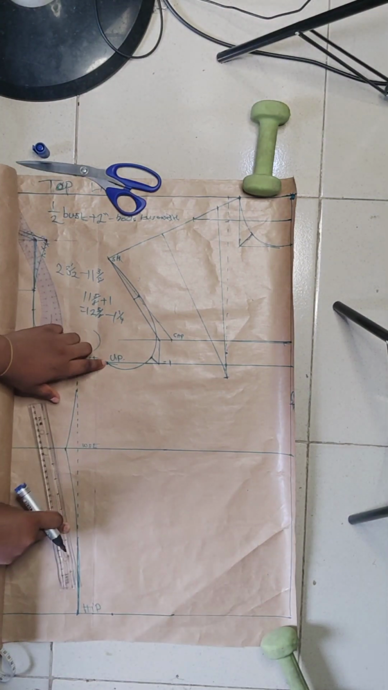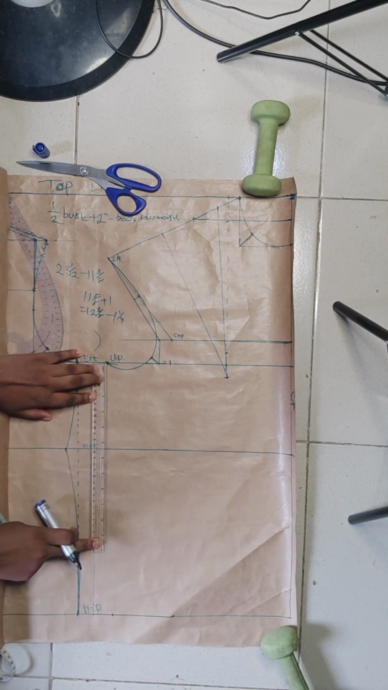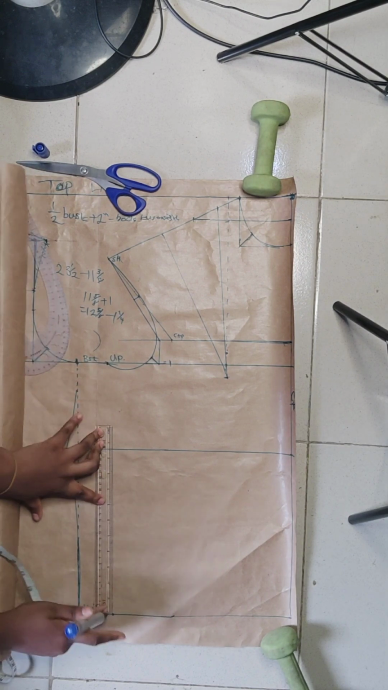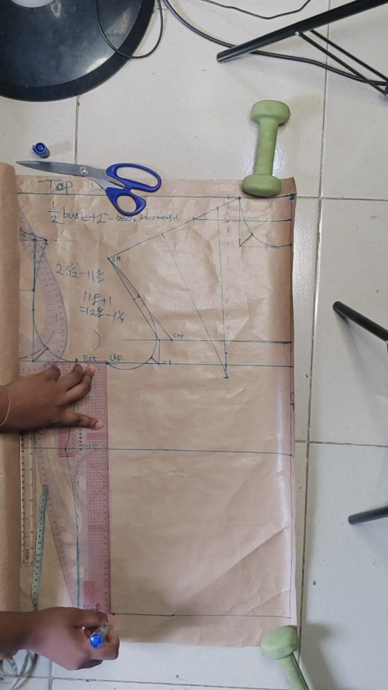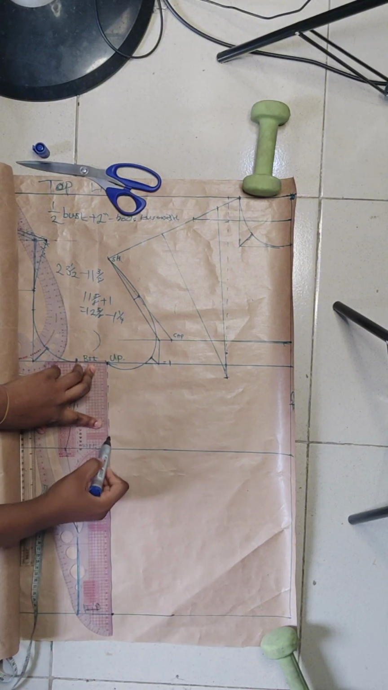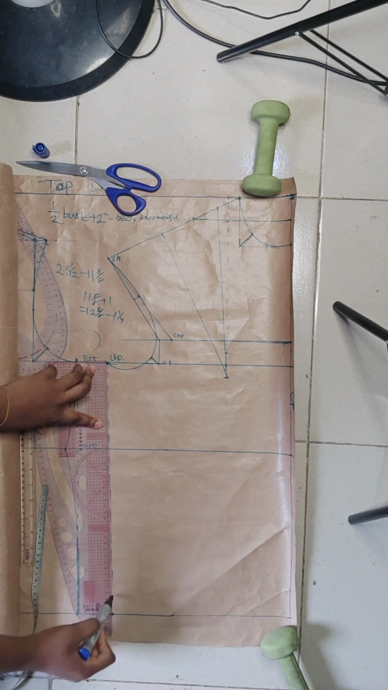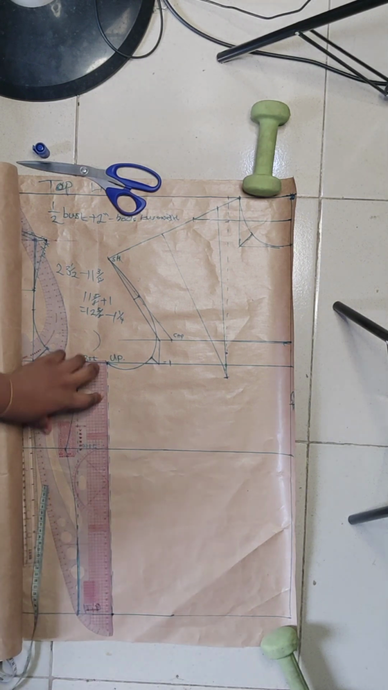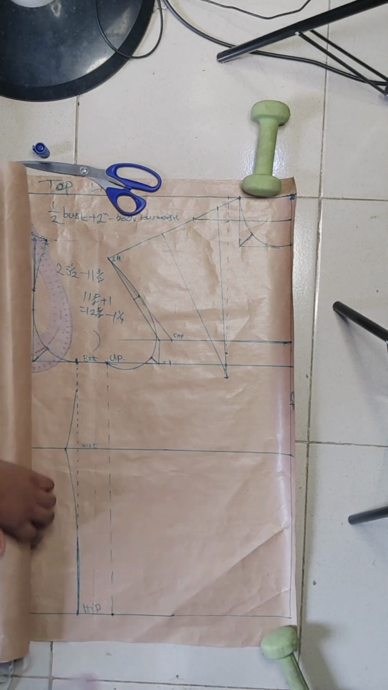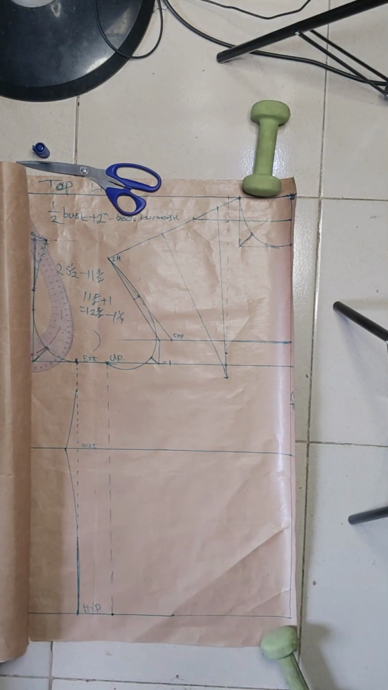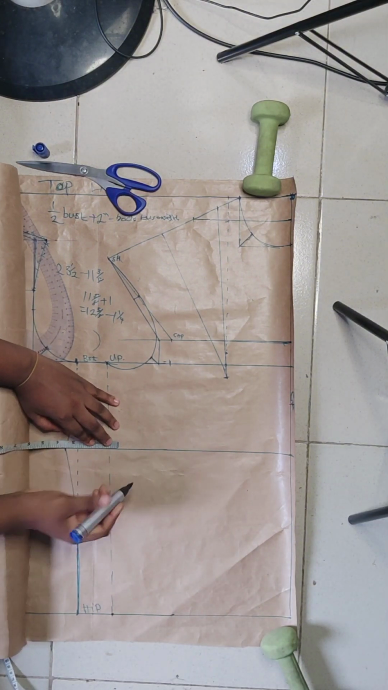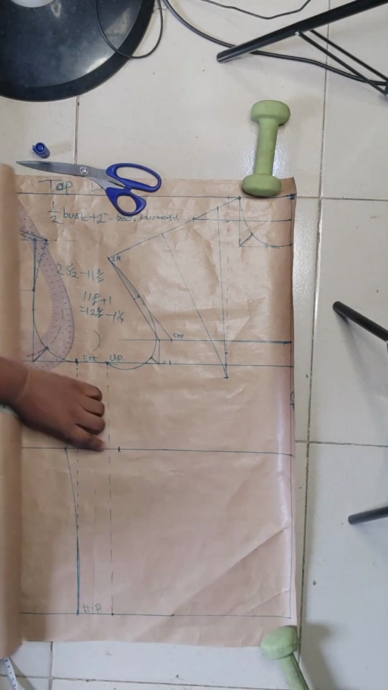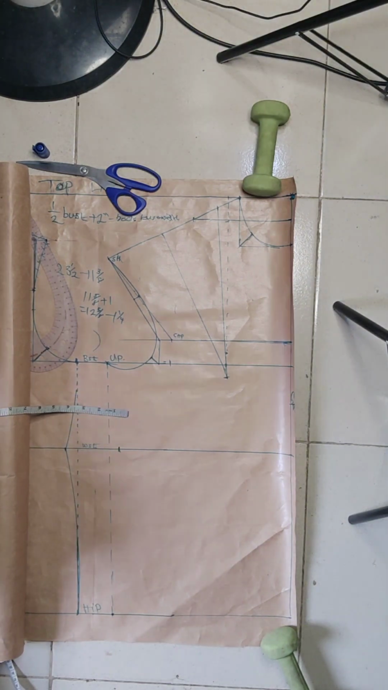So I will now connect from the underarm point all the way to the hip point. I'll be connecting using dotted lines, okay. So once I'm done connecting, like so, to get our front waist shaping, okay, we'll be coming in on the waistline by 5/8 inches, okay. We're coming in by 5/8 inches.